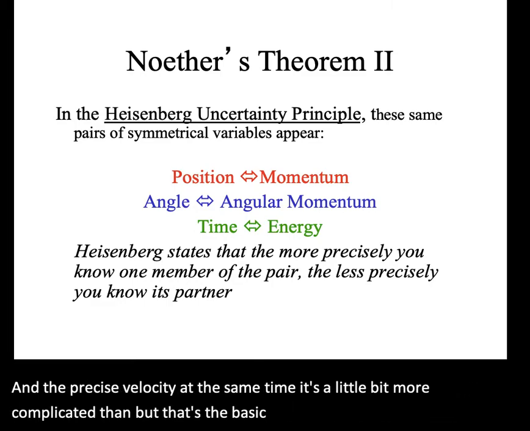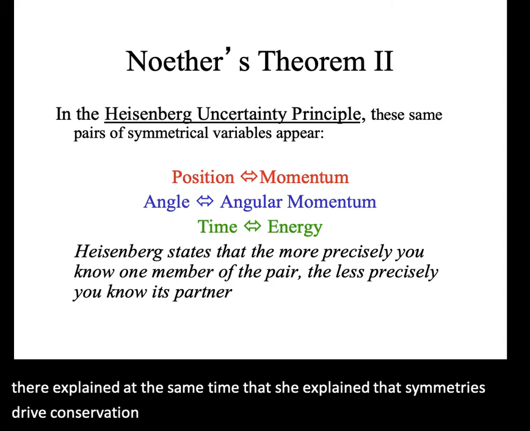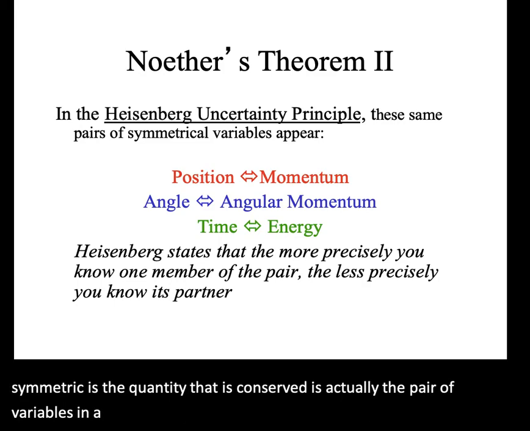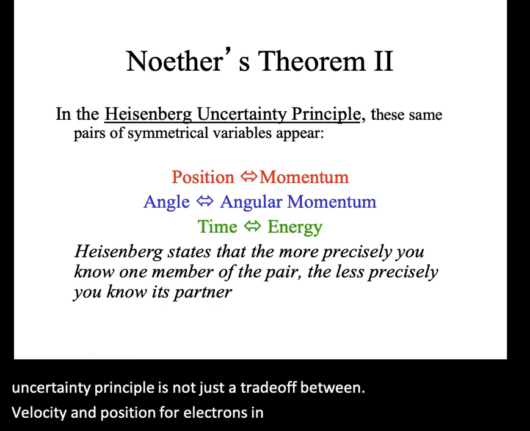So anyway, what Amy Noether explained at the same time that she explained that symmetries drive conservation laws is that the variable, the quantity that is symmetric is, and the quantity that is conserved is actually the pair of variables in a Heisenberg uncertainty principle. So a Heisenberg uncertainty principle is not just a trade-off between velocity and position for electrons in an atom. It's a generally true thing for all the conserved quantities.